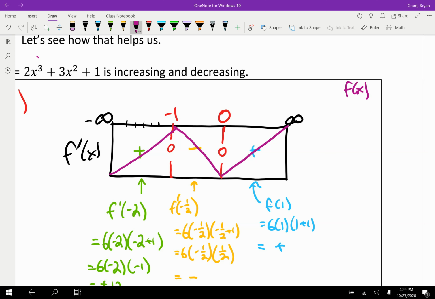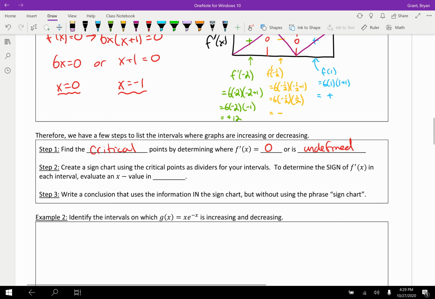And I bet it doesn't surprise you. Like, it's a cubic graph. A cubic graph goes up and then it goes down, right? It adds curvature there. But either way, this gives us a really good indication of at least where our function is going up and going down, where f of x is increasing and decreasing. So let's see what we need to add here. Create a sign chart to determine the sign of f prime of x in each interval. Evaluate an x value in f prime of x. That sounds awesome.